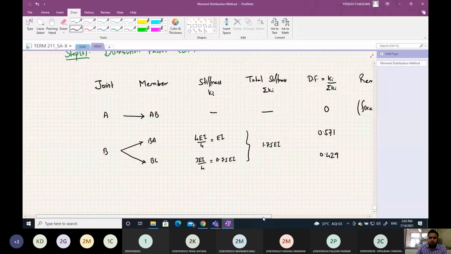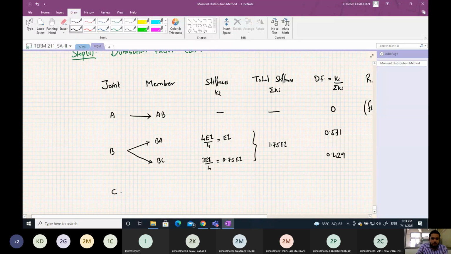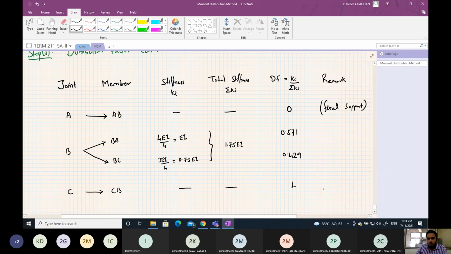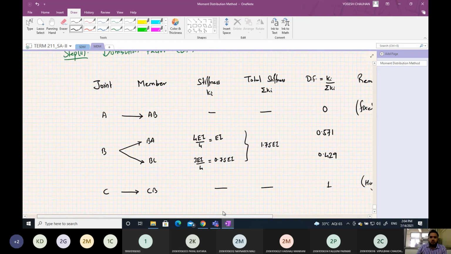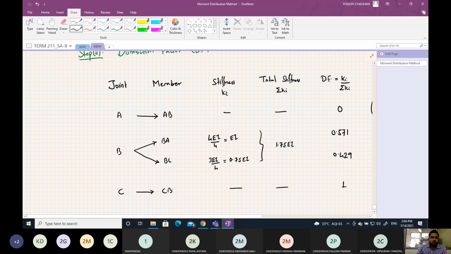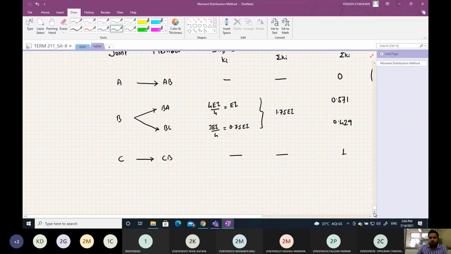Same at joint C, it is connected to member CB, but it is a hinge joint, so distribution factor will be 1 because it is hinged support. Okay, so we have the distribution factors for all the members. Now we distribute the moment.